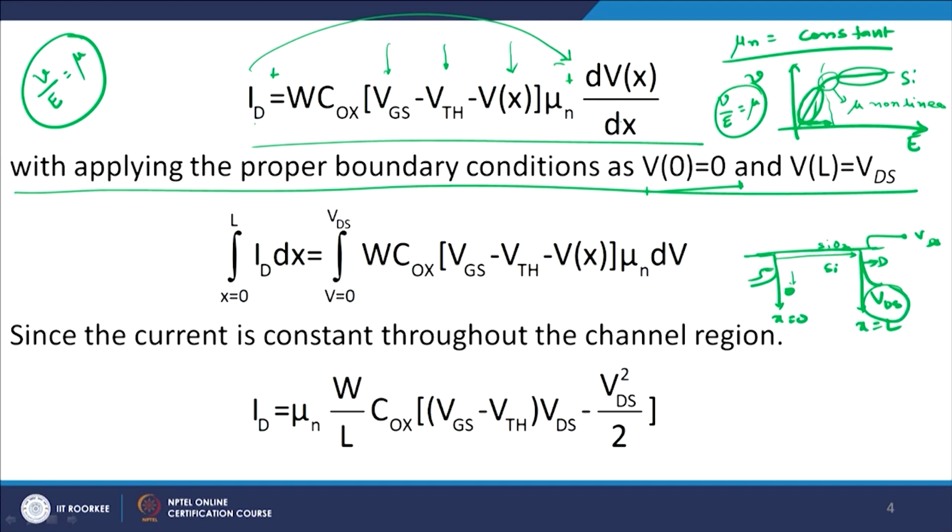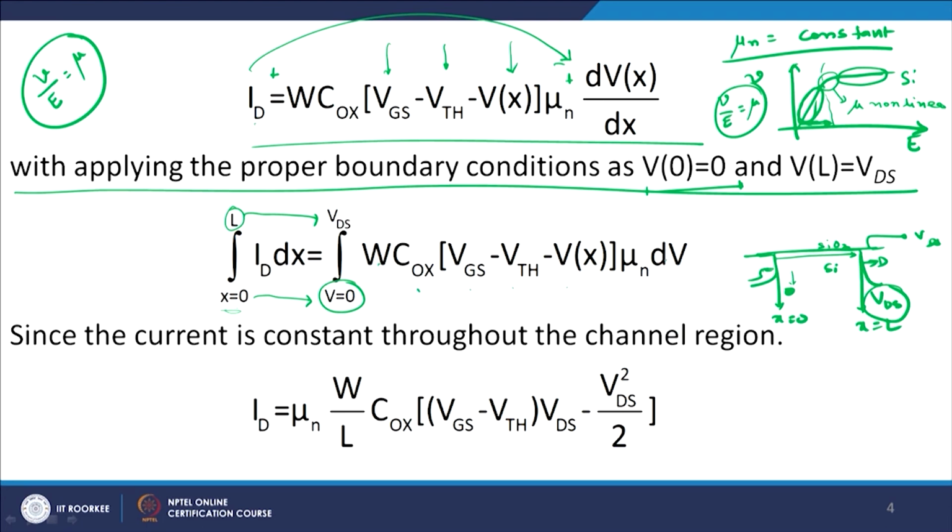Now what you do, you take dx, cross multiply, so Id dx, and you integrate it from 0 to L, where L is the length of the transistor. Similarly V is from 0: when x equals 0, V was equal to 0, and when x equals L, V was equal to VDS. And you get W into Cox (VGS minus VTH minus Vx) mu n dV, fine.